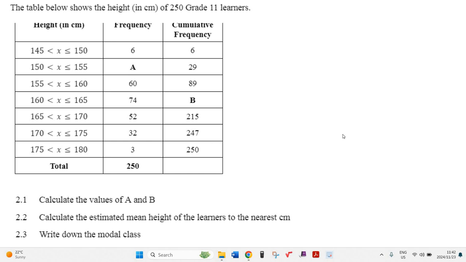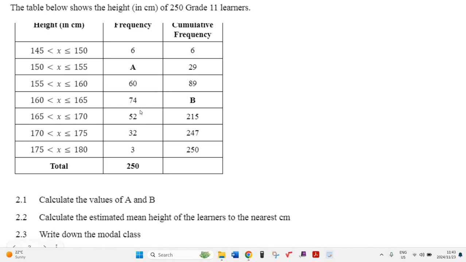Okay, let's look at the second statistics question here. We've got a table here that tells us about the height of 250 grade 11 learners. These are the people in between 145 and 150 and so on. These are all the different ranges here, and they're all laid out.